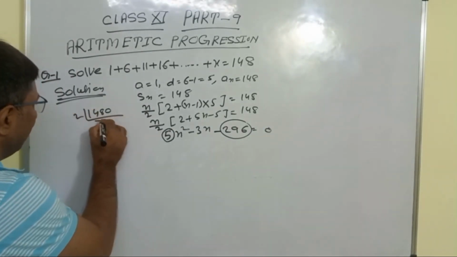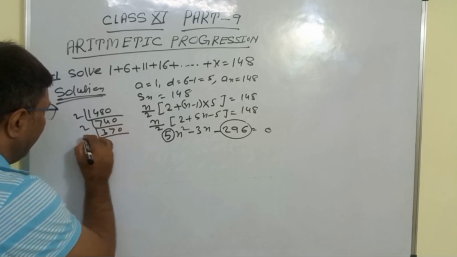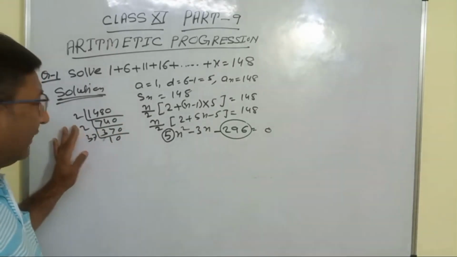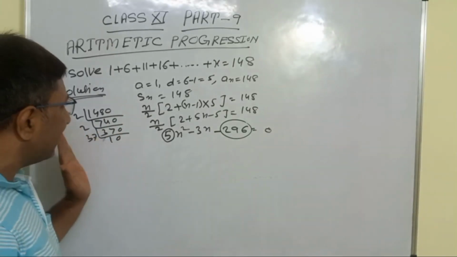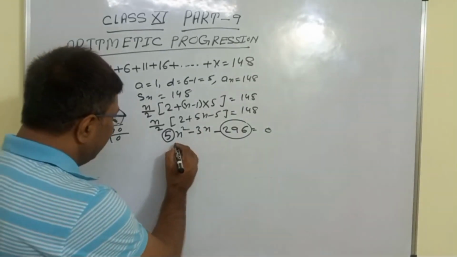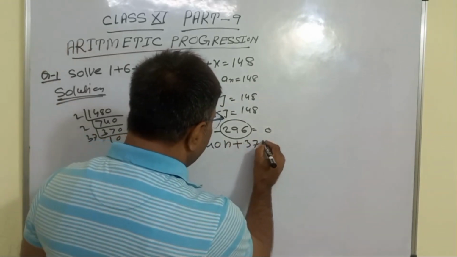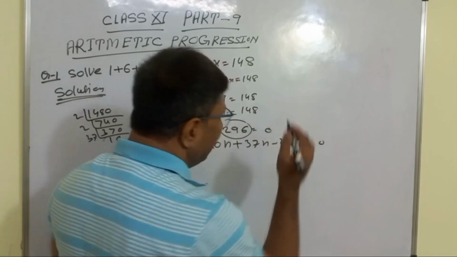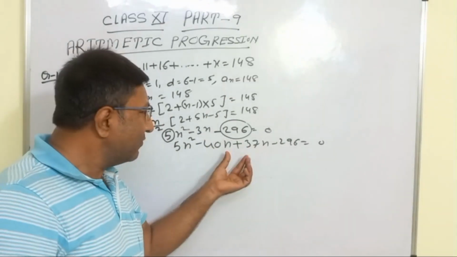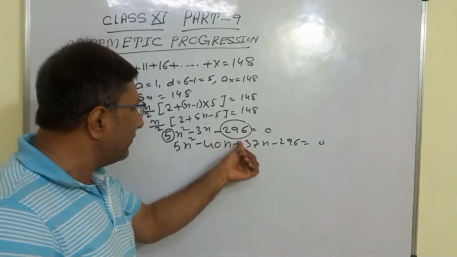So let us see. Here 2 7s are 14, 2 4s are 8, again 2 3s are 6, 2 7s are 14. Now we can go for 37 and 40. 10 into 2 is 20, into 2 is 40. So 40 minus 37 is 3, so we are getting minus 3. So we will write 5n square minus 40n plus 37n minus 296 equal to 0. So minus 40n plus 37n is minus 3.